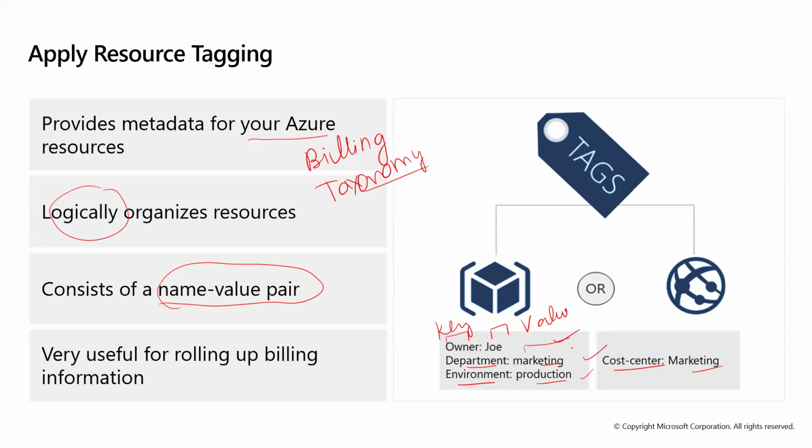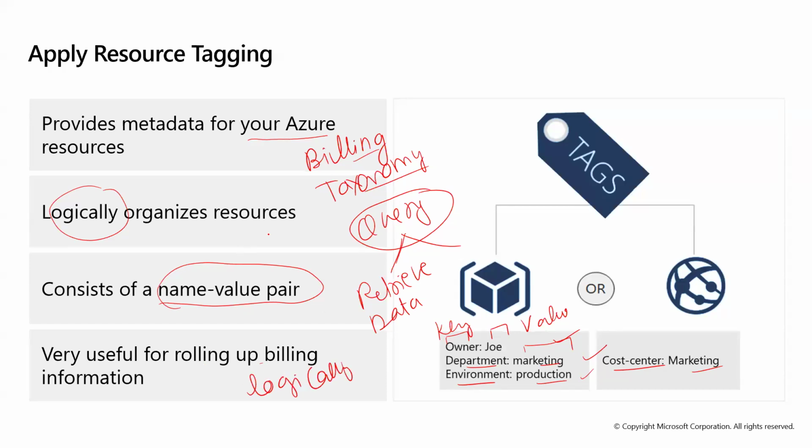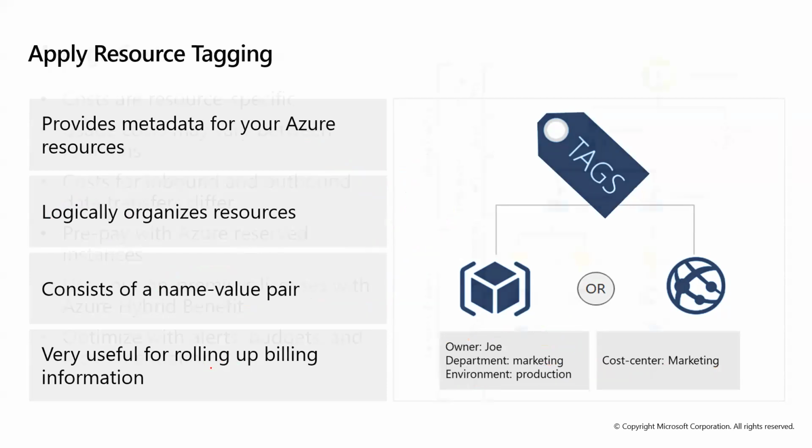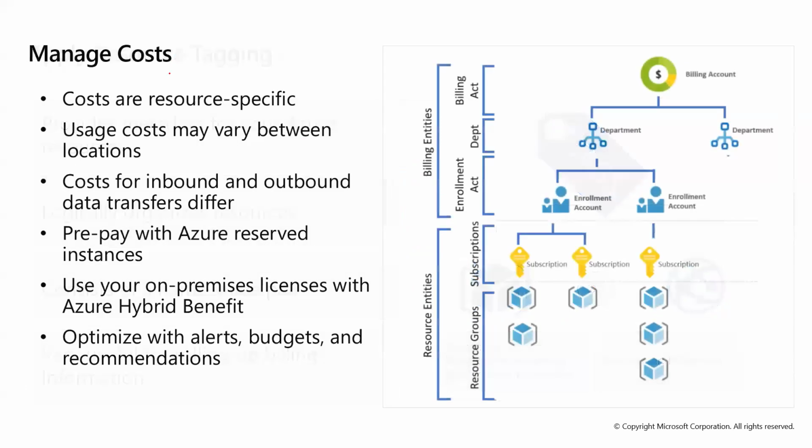Looking at the tags, you could easily understand that this resource was provisioned by the marketing department. This is the owner. And it's also helpful at the time of queries as well. For example, you want to run a query and retrieve some data; you could do that on the basis of these key value pairs. But mostly this is used in the billing taxonomy, to logically organize your resources. This is very important for managing cost.